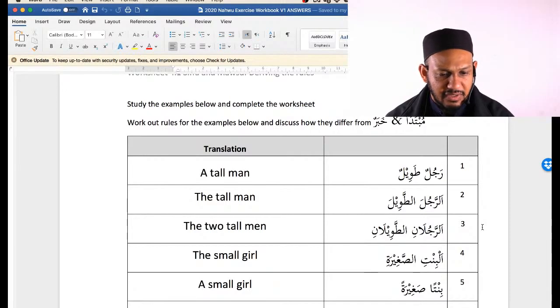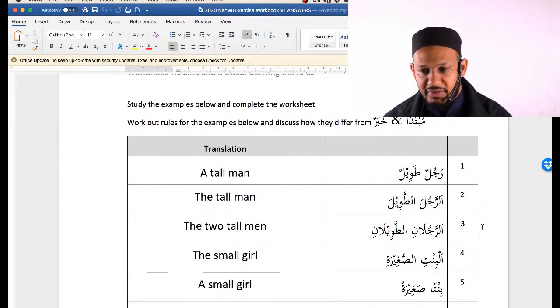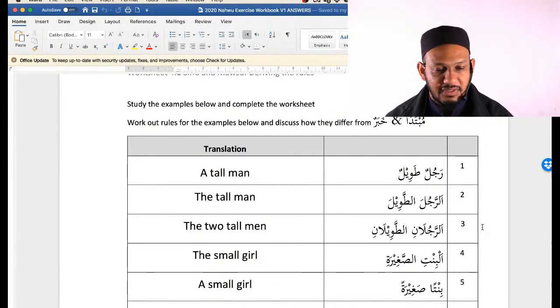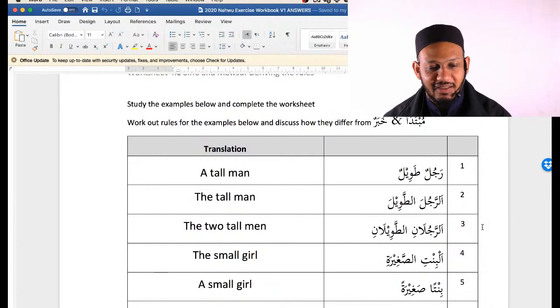I think you did go through this in the last lesson, but let's go through it again, inshallah. We'll look at some of these examples. The first example reads Rajulun Tawilun, which means a tall man. The next one, Ar-Rajula At-Tawila, means the tall man. The next one, Ar-Rajulani At-Tawilani, means the two tall men. And the fourth one, Al-Binti As-Saghirati, means the small girl.